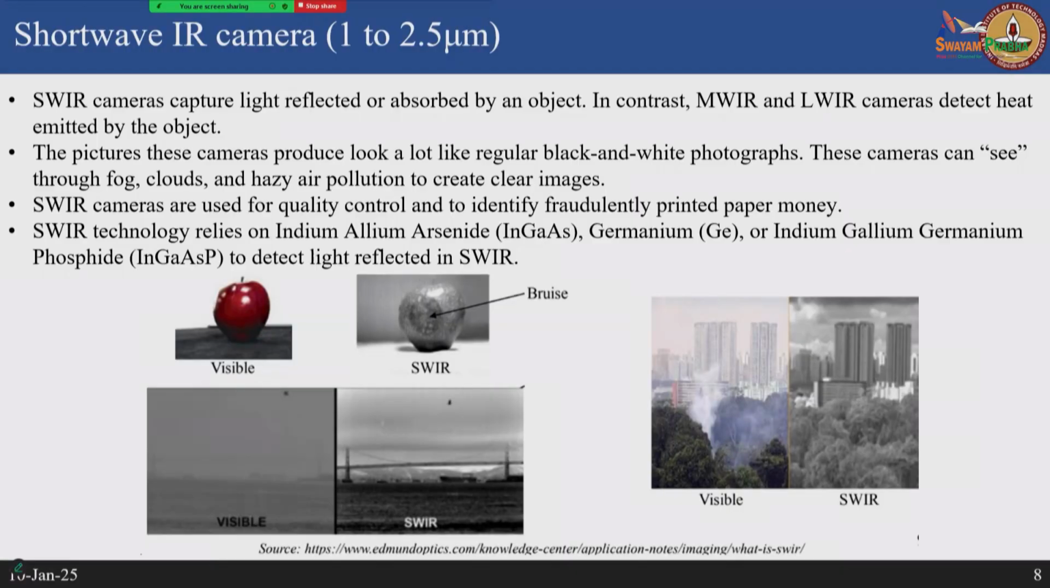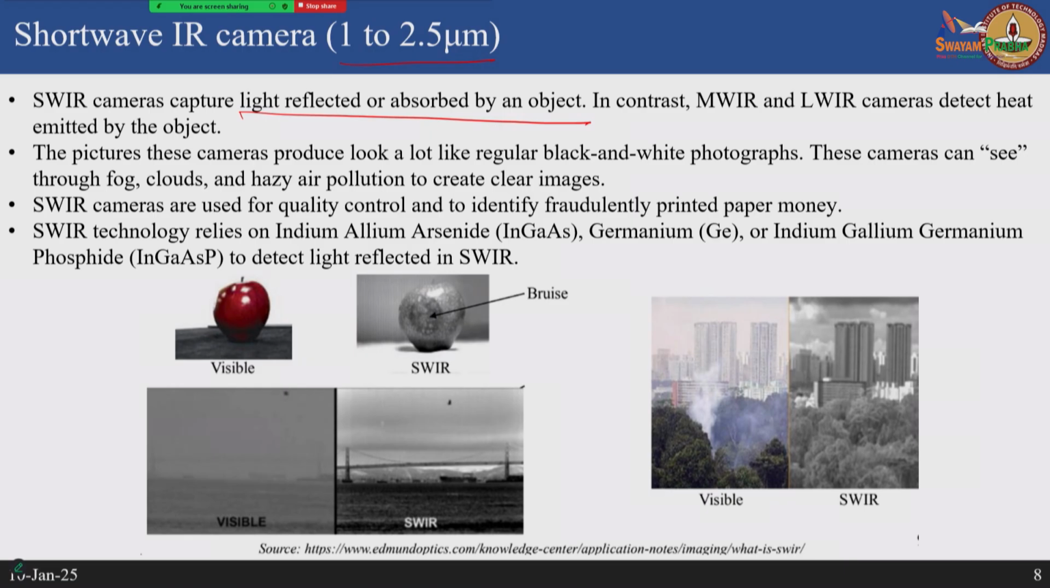The short-wave IR is going to usually capture some portion of the visible light as well as some of the IR that is coming through from the open environment. As I said, the short-wave IR camera operates from 1 to 2.5 micron. So, they are usually capturing the light reflected or absorbed by an object. It is not exactly the emission that is captured by these cameras, so they are not very preferred for scientific purposes. They are actually used to see through fog, clouds, pollution and the like.